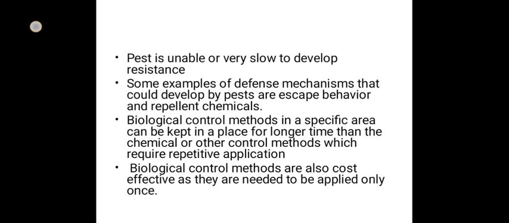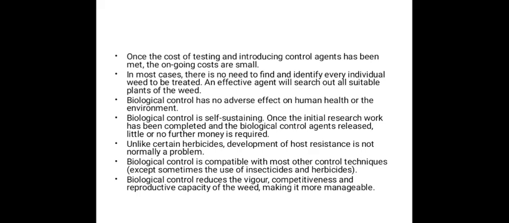Some examples of defense mechanisms that could be developed by pests are escape behavior or repellent chemicals. Biological control methods in a specific area can be kept in place for a long time, unlike chemical or other control methods which require repetitive application. Biological control methods are also cost effective as they need to be applied only once.